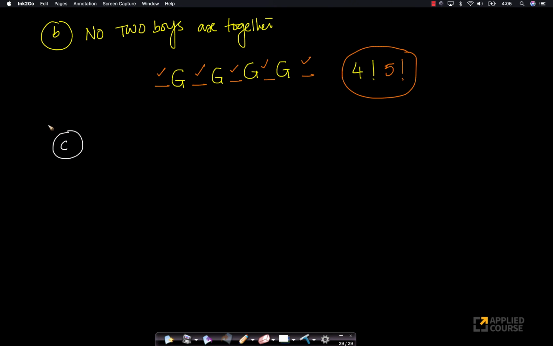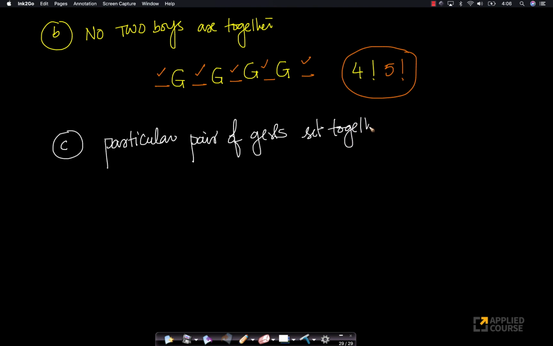Now, let's look at a slightly different case. Let's assume a particular pair of girls always want to sit together. If this is the constraint that I have to work with, that a pair of girls always want to sit together, then how do I count?